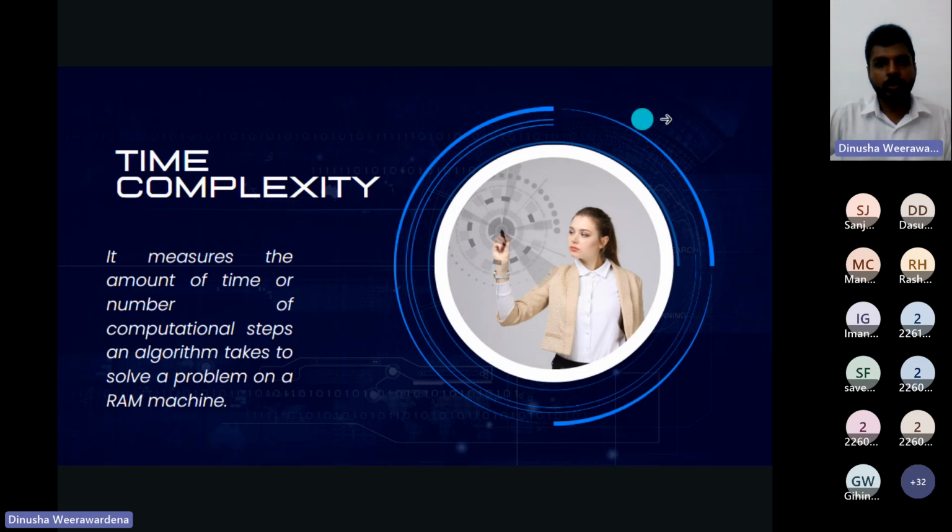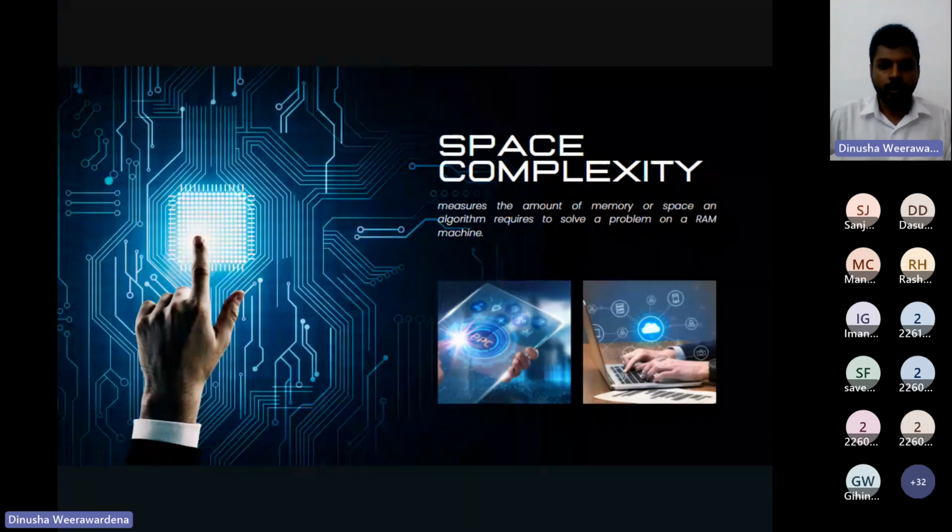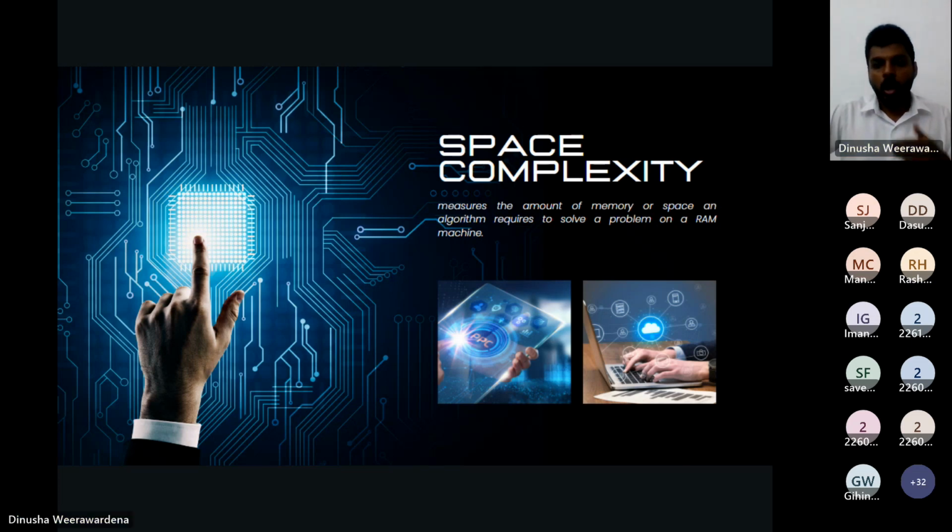So we will move to the space complexity. Space complexity measures the amount of memory or space an algorithm requires to solve a problem on a RAM machine. When we analyze algorithms, we want to understand how their memory usage changes as the problem's complexity increases. We aim to predict how much memory an algorithm will require to handle larger problem sizes. It's like estimating how much space a puzzle with more pieces will occupy on the table.